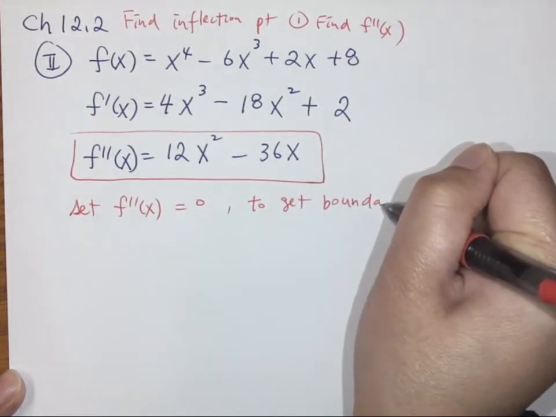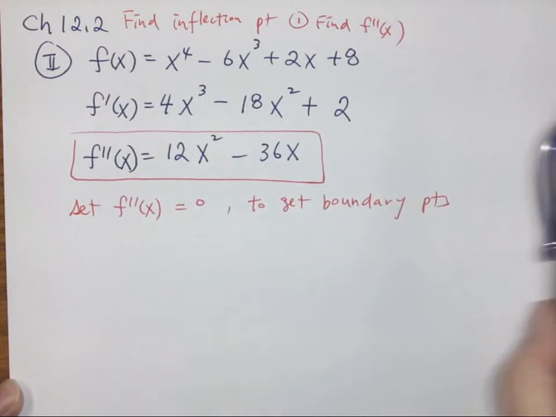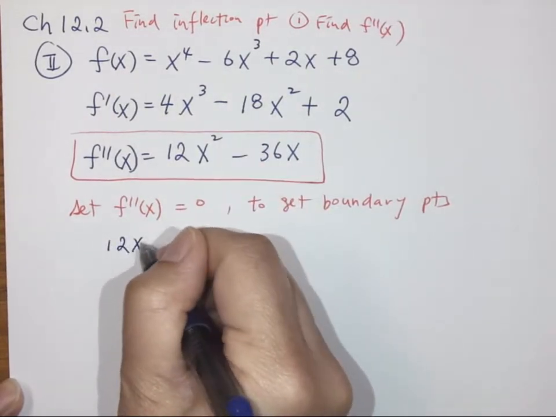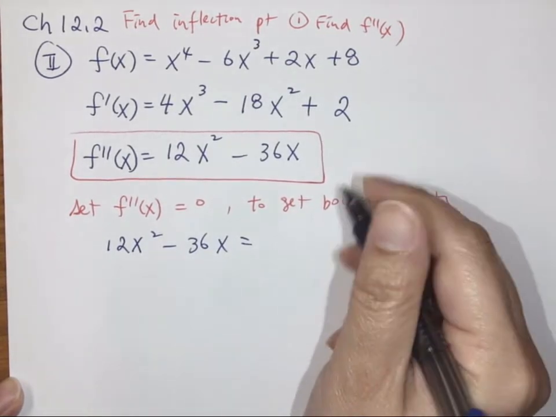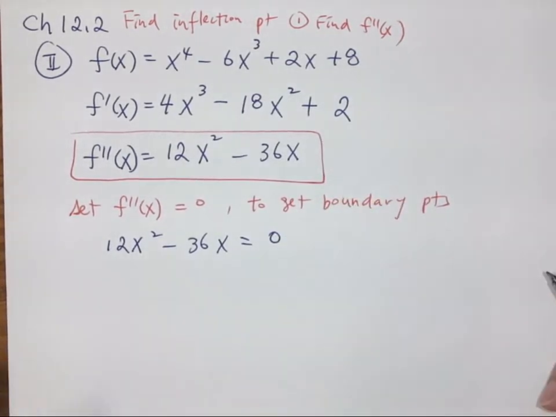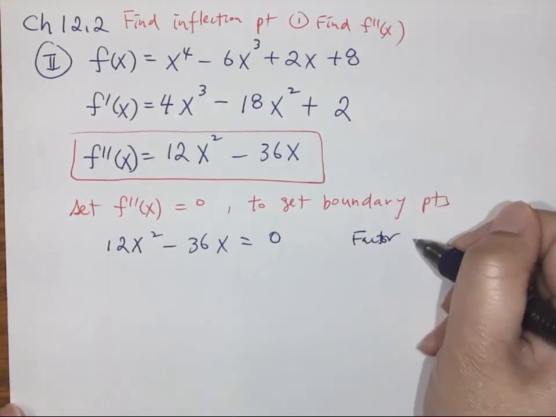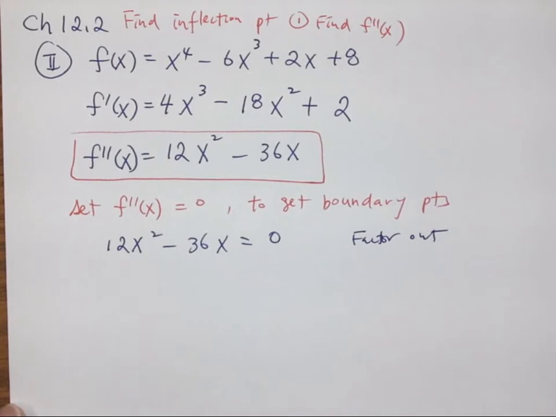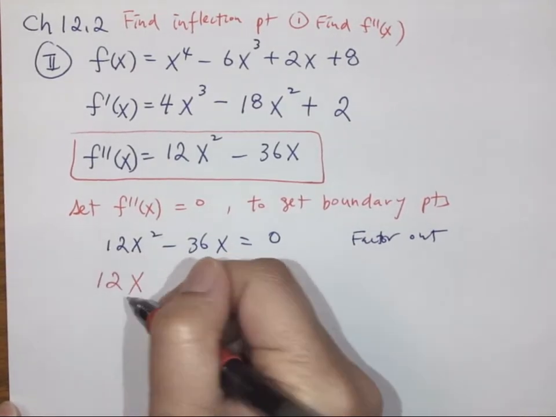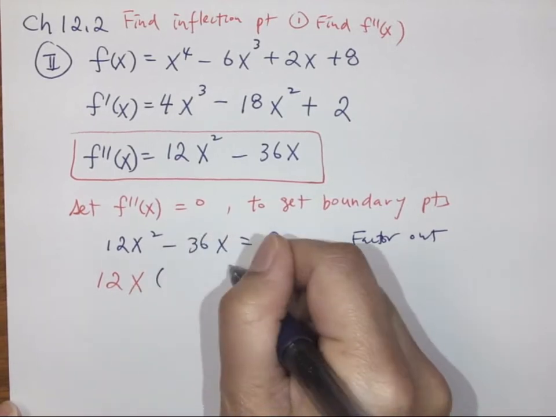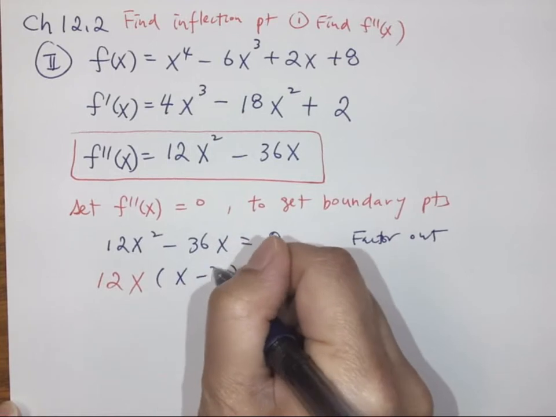That will help us to get the boundary points, okay? So we have 12x squared minus 36x. To solve that, what do you think? Hopefully you know we should factor it out. They have something in common, which is 12x. After we put 12x, we still have x minus 3.